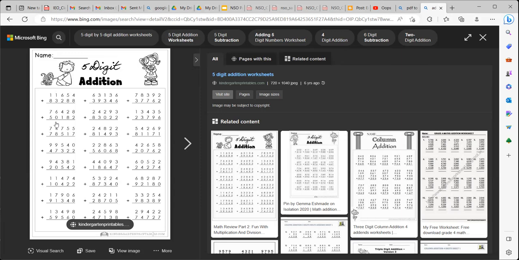8, 2, 1. What is correct? 8, 2, 11. 1 is 11. No, 1 is 5. 4 plus 1 is 5. Plus 1 is 6. 6. 1, 2, 6, 6, 1, 1. No, again it's wrong. 8 plus 2 is how much, beta? Do it again.